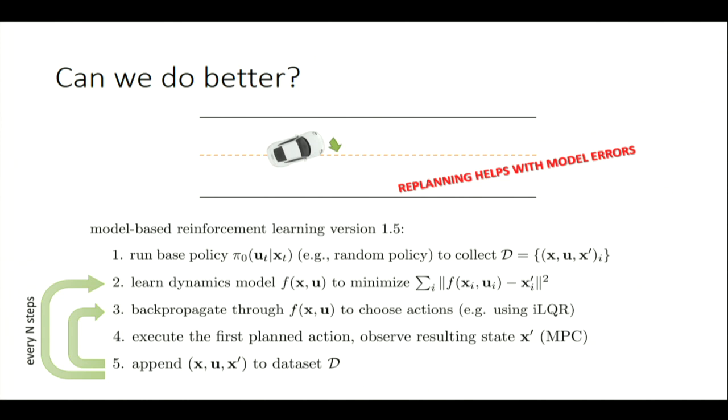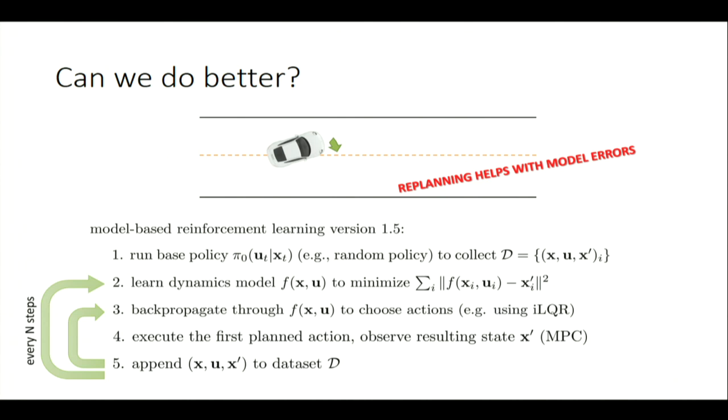Does anybody have any questions about this method? Yes? So you retrain the model every new data point you get? No, so you replan your actions every data point you get. And you can retrain your model every single time step, but you don't have to. So this is why it says every n steps.